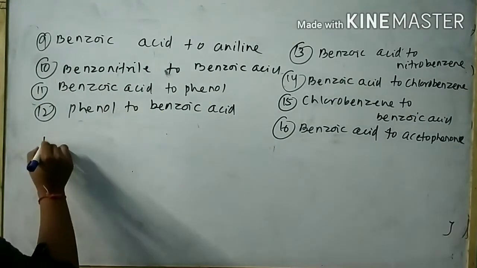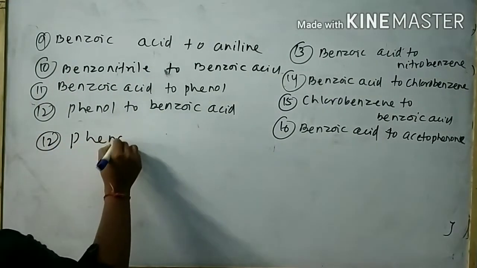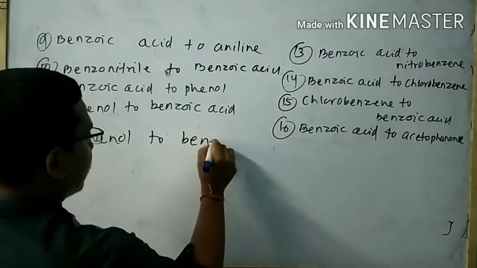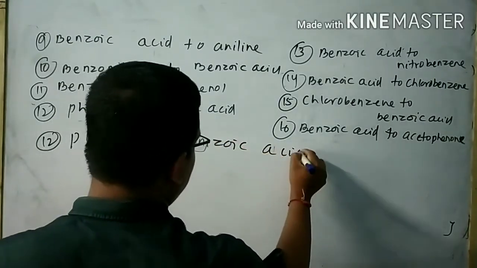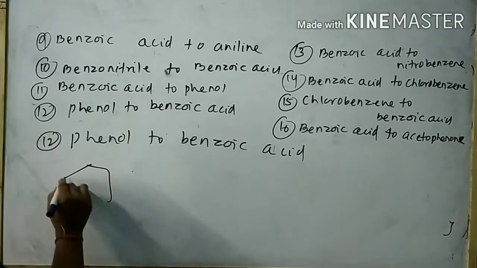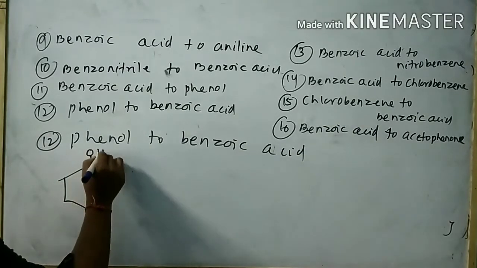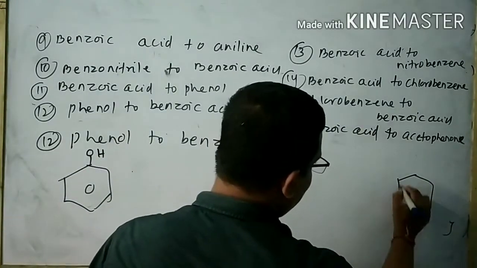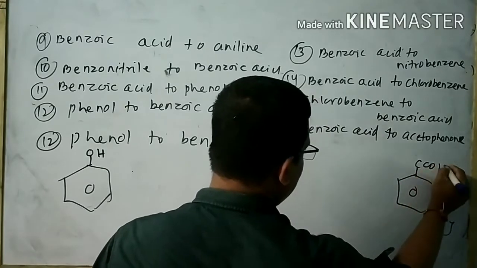Now I will solve question number 12. That is your phenol to benzoic acid. The structure of phenol is this. The structure of benzoic acid is this.